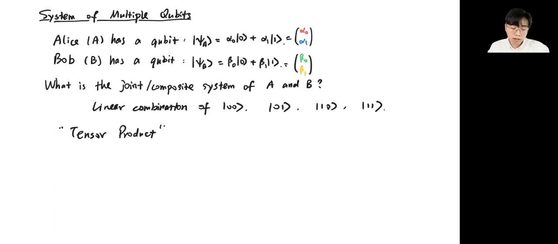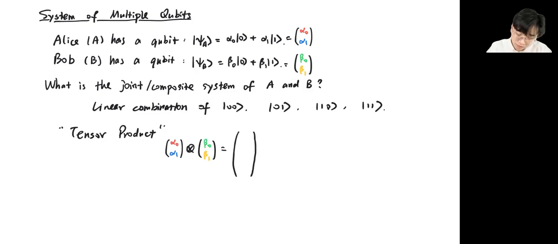And let's now take a look at what the tensor product of A and B is. We take the quantum state psi A, we take the quantum state psi B, and the tensor product of the two is equal to a vector of size 4, and the four coefficients are alpha 0 times beta 0, alpha 0 beta 1, alpha 1 beta 0, alpha 1 beta 1.